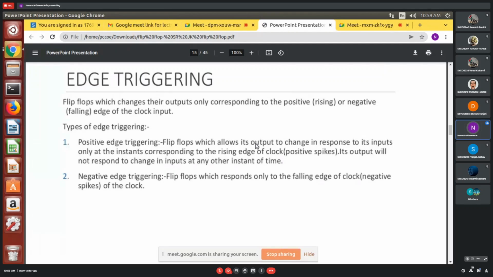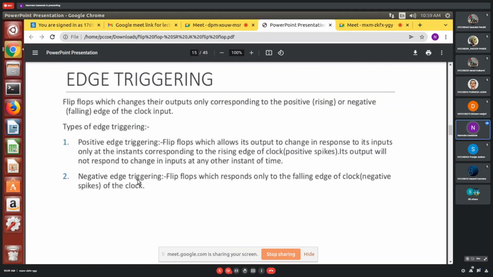In positive edge triggering, the flip-flop allows its output to change in response to its input only at the instant corresponding to the rising edge of the clock, the positive spikes. Its output will not respond to a change in the input at any other instant of time. And in negative edge triggering, the flip-flop responds only at the falling edge of the clock, the negative spikes of the clock. So you will understand it in a better way.